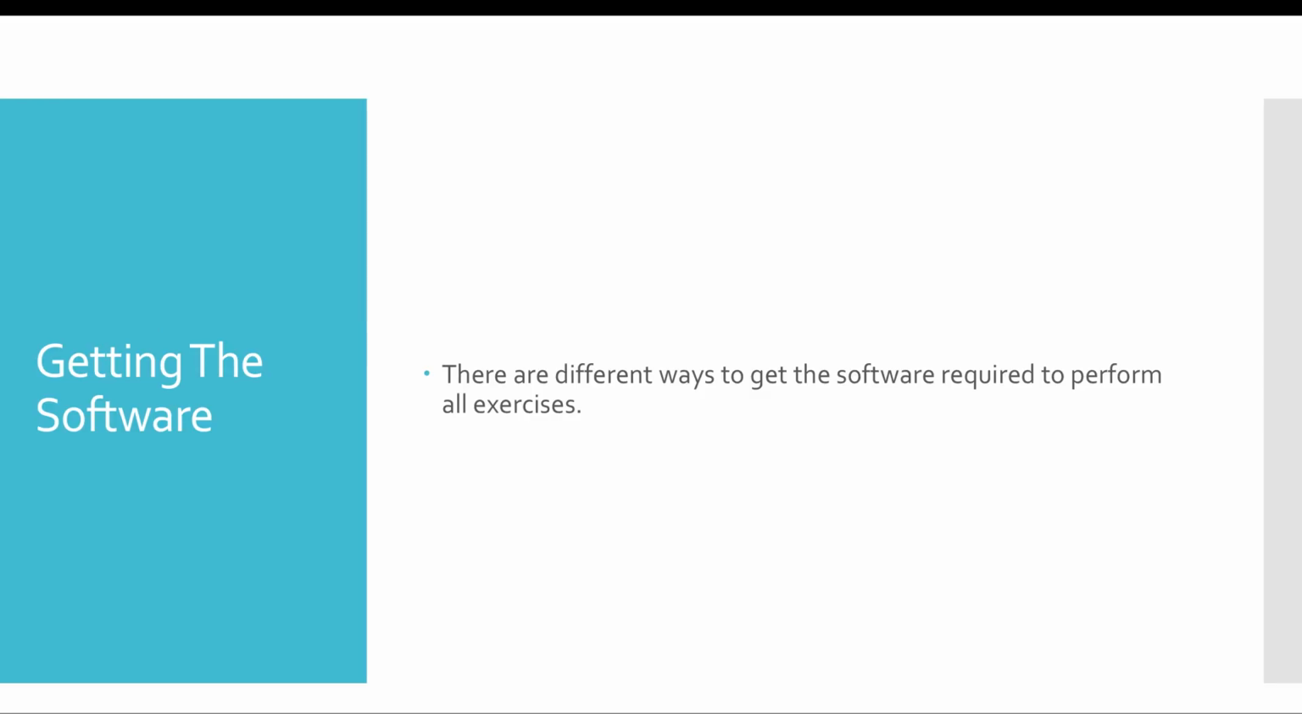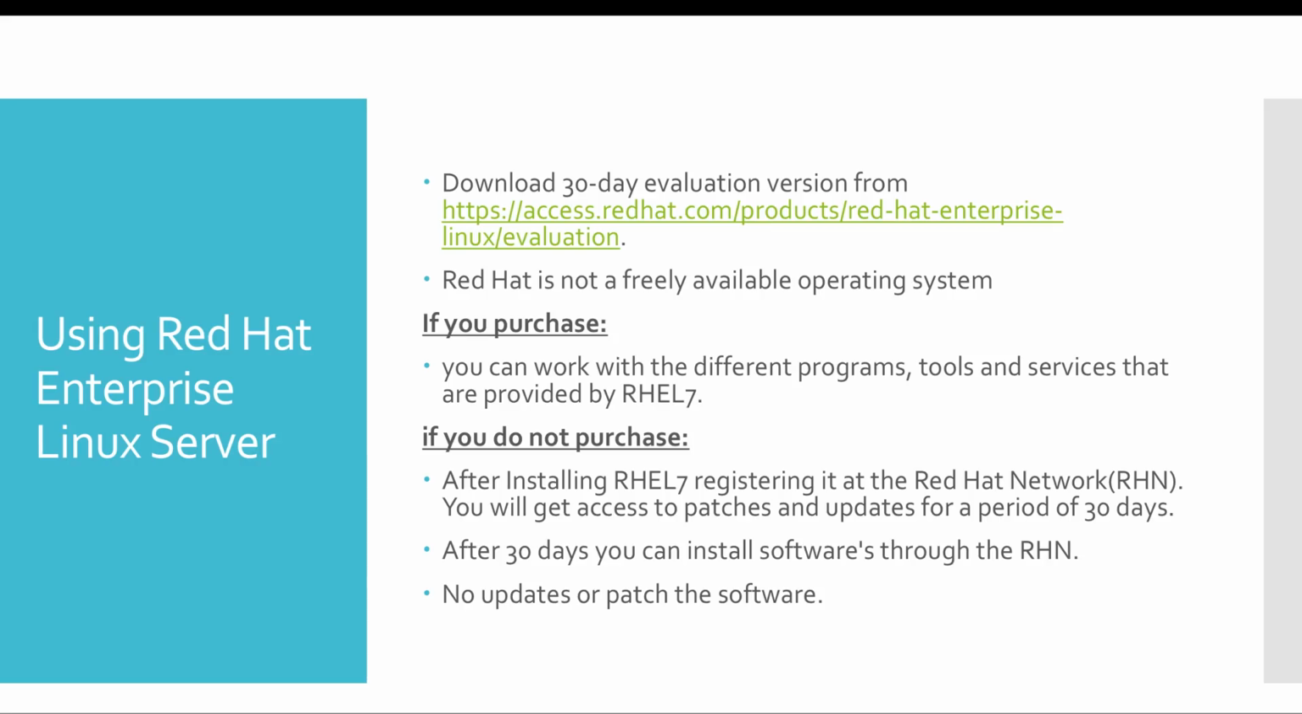There are different ways you can get the software required to perform all the exercises for this lab. One way is to directly log into redhat.com and download the Red Hat Enterprise Linux 7 30-day evaluation version, and you can practice. This is the link to download the 30-day evaluation version. Again, Red Hat is not a freely available operating system. If you purchase it, you can work with the different programs, tools and services that are provided by RHEL 7.